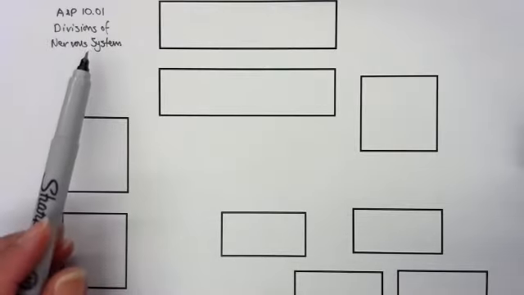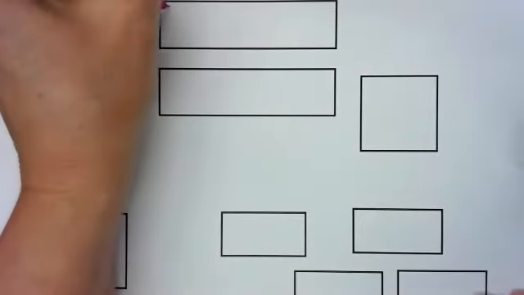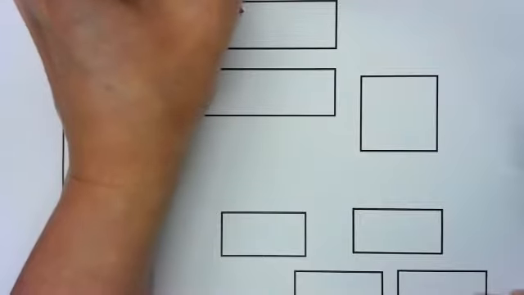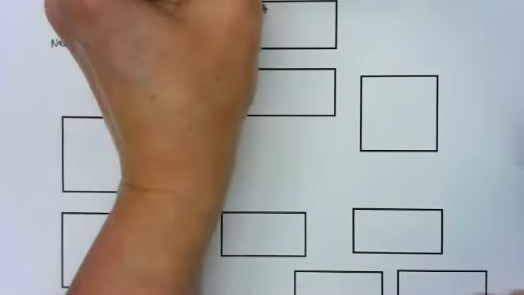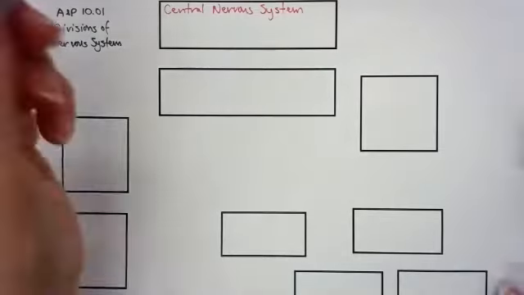But in this one, we're starting off with the divisions. So kind of like we divided the skeleton into the axial and the appendicular, and we would divide muscles into categories, we divide the nervous system into categories. So our two main divisions, and I'm going to kind of keep these color-coded, we're going to divide into the central nervous system, and the peripheral nervous system. So these are the two largest divisions.